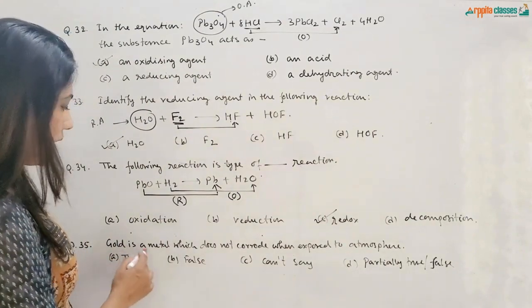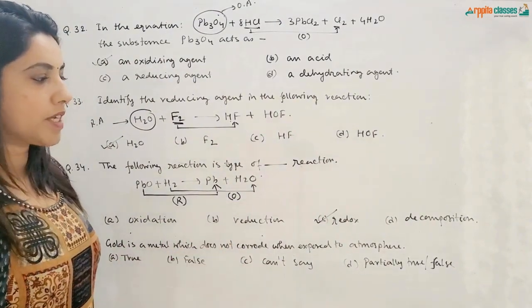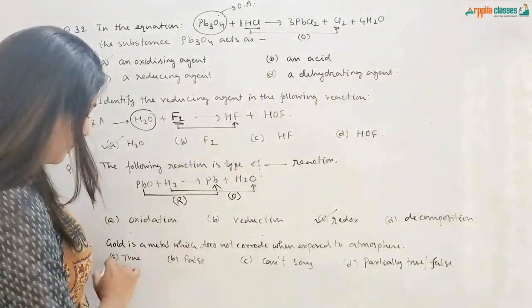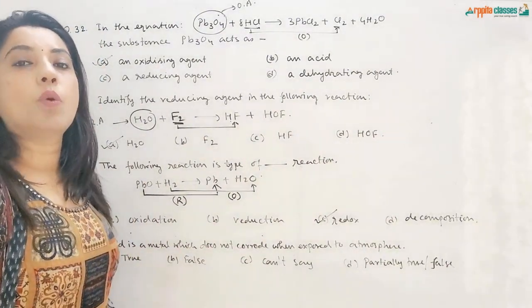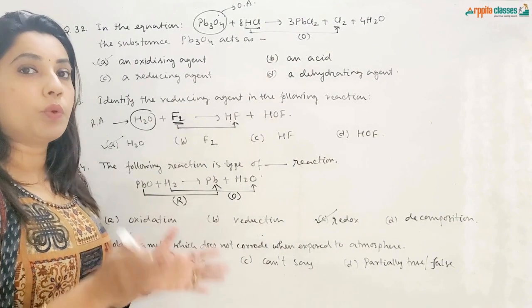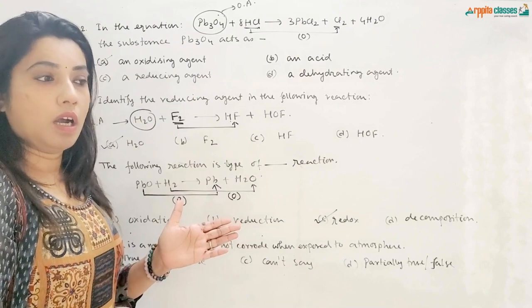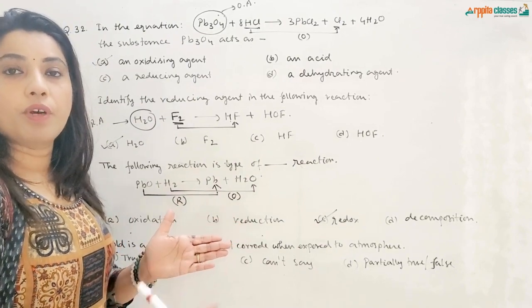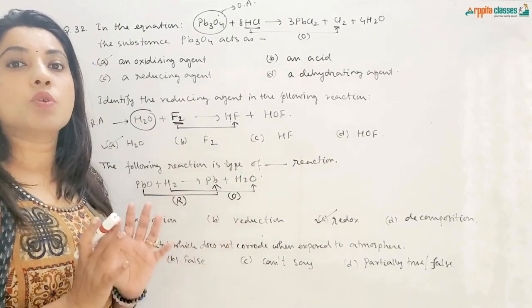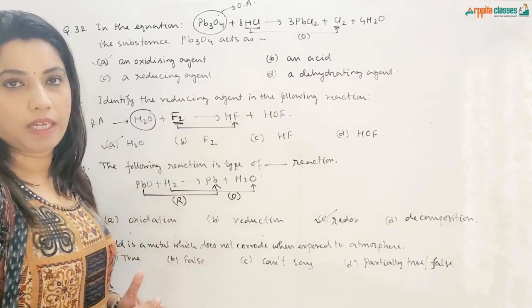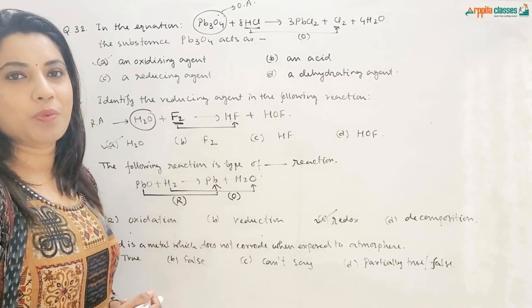Next question is, gold is a metal which does not corrode when exposed to the atmosphere, which is completely true, and that is the reason gold is called a noble metal, because you know that in the metal activity series, gold is placed below hydrogen: copper, silver, gold, platinum. These are known as noble metals because they do not react with anything when they are exposed to the atmosphere.